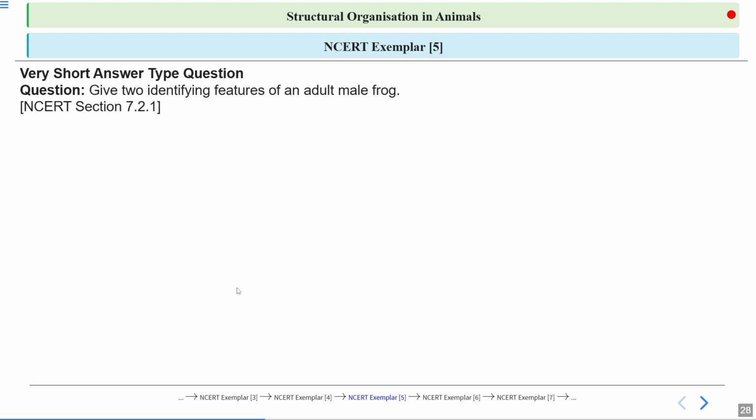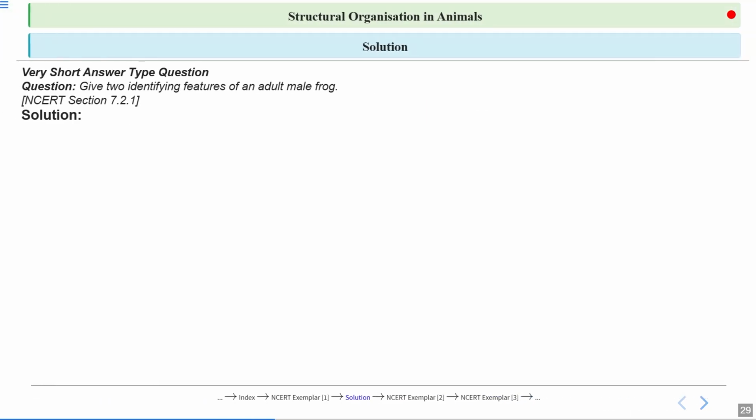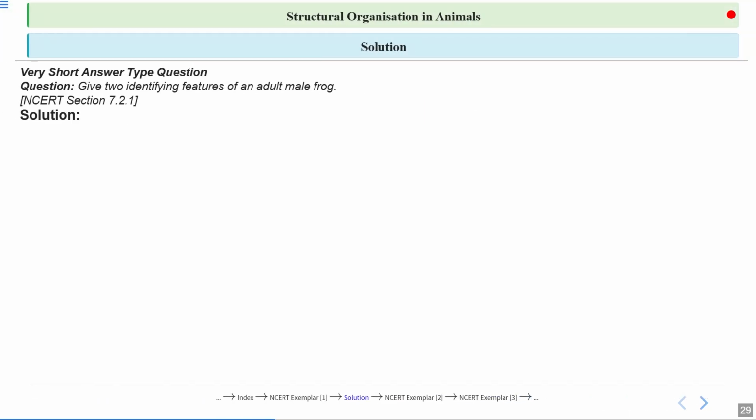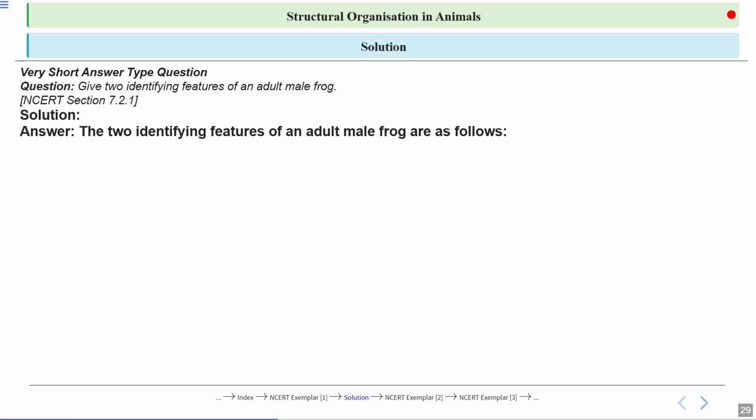Give two identifying features of an adult male frog. You can identify that feature in the adult male frog. This question is coming from NCERT section 7.2.1. Let us see what very special feature we see in the case of the male frog. So the two identifying features of an adult male frog are as follows.